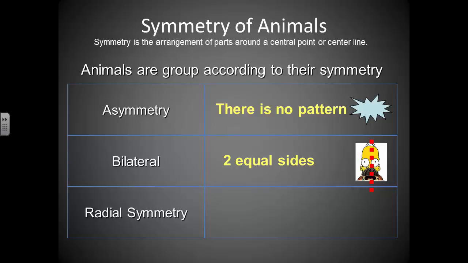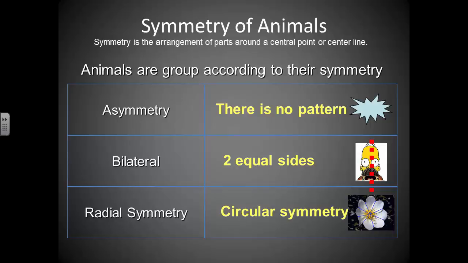And then the third type is radial symmetry. What do you think radial symmetry means? More than one? Roman? More than two? Well, yeah, it does mean more than two. It could go several ways. That's like what Roman was saying. It's organized in a circular pattern.